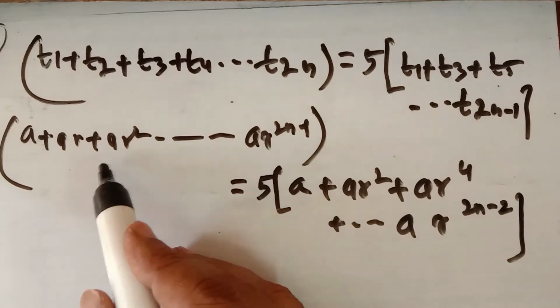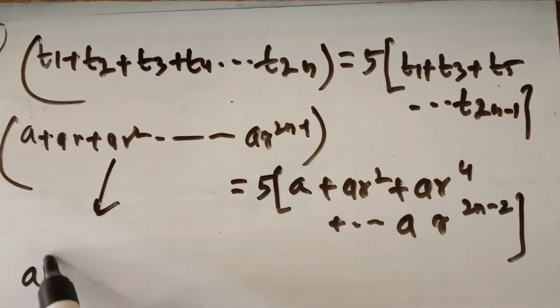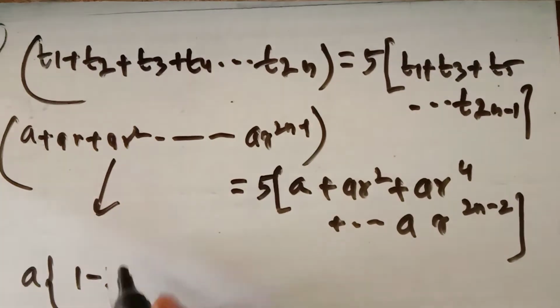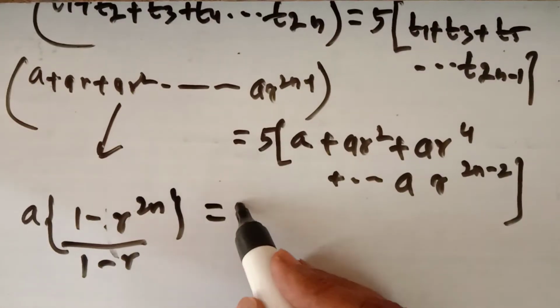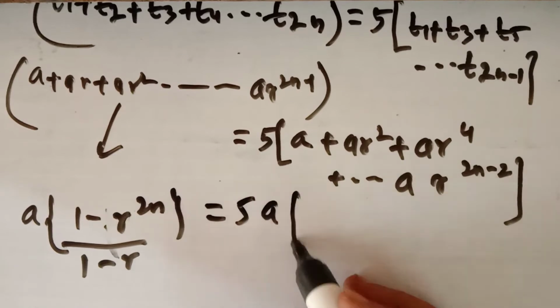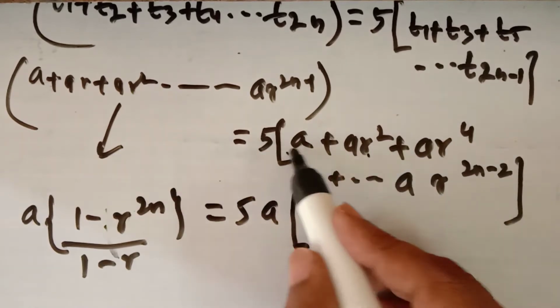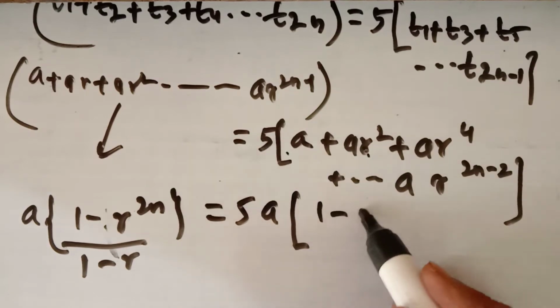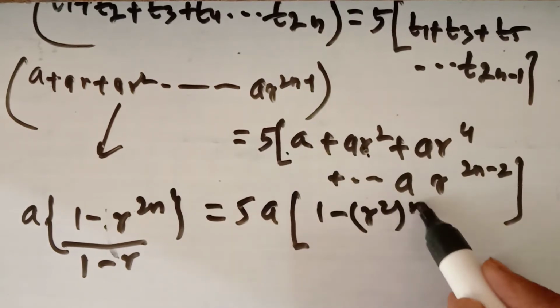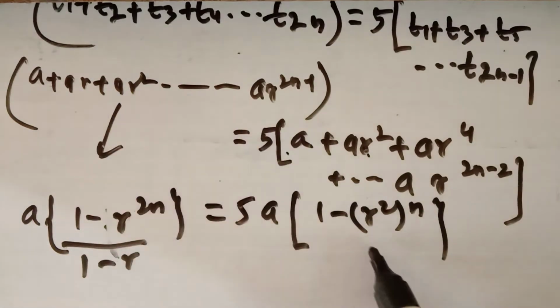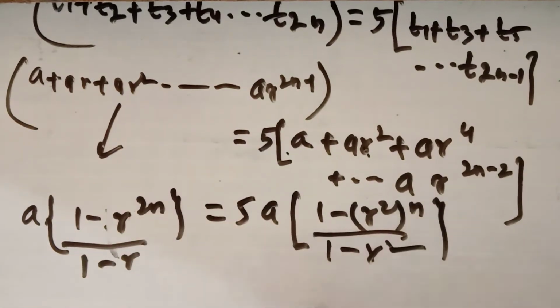Now you can add it. The sum of 2n terms will be a(1 minus r^(2n)) upon 1 minus r. The common ratio here is r, but on the right hand side the first term is a and the common ratio is r square. See it very carefully, it is r square. a(1 minus (r square)^n), the number of terms will be n, here the number of terms is 2n, upon 1 minus r square.